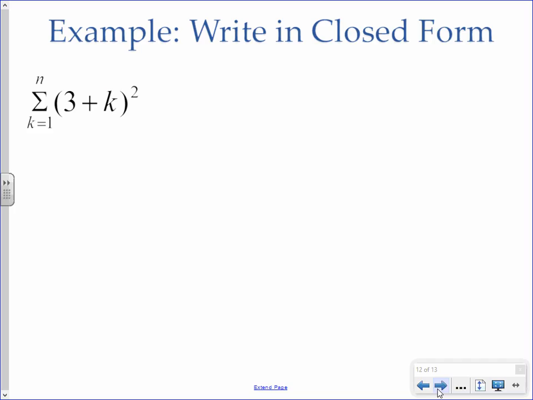So your last example, please write it down. Can we use our shortcut right now? No, we cannot. We need to rewrite this as the sum from k is 1 to n of 9 plus 6k plus k squared. Then in order to use our shortcuts, we can break this into the sum of 3 sums.